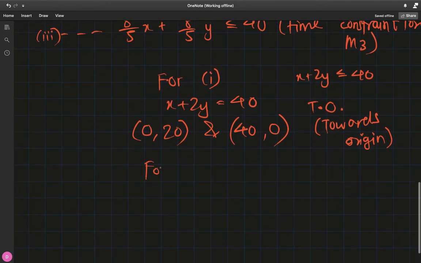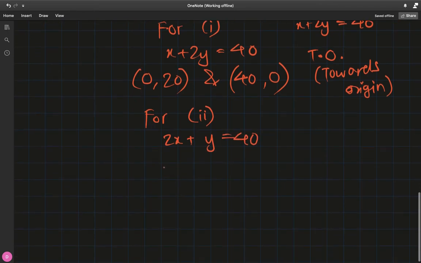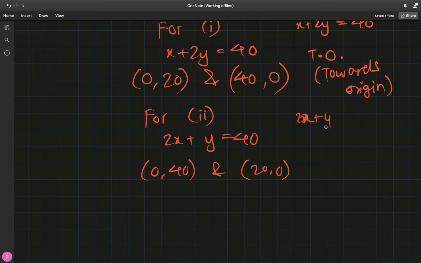Okay, so let's do this similar thing for 2. So we have 2x plus y is equal to 40. Now the two important points are 0, 40 and 20, 0. And the inequality that it satisfied was 2x plus y is less than or equal to 40. Plug in 0, 0, and 0 will still be less than 40. So again, this will cover the region towards the origin.